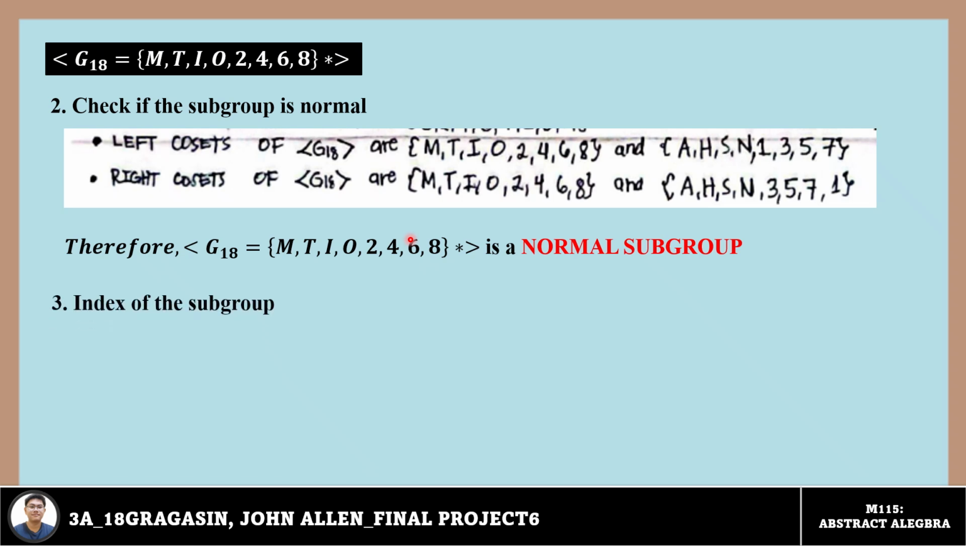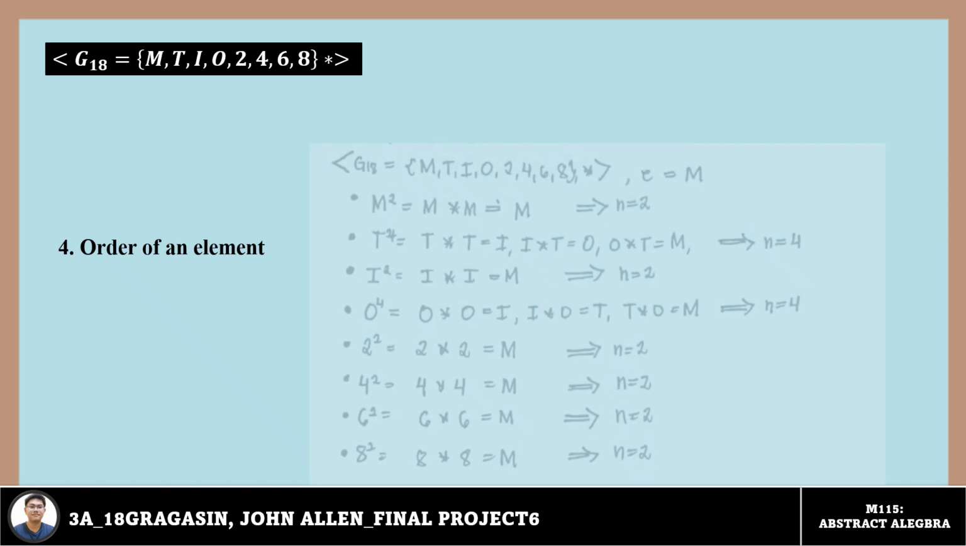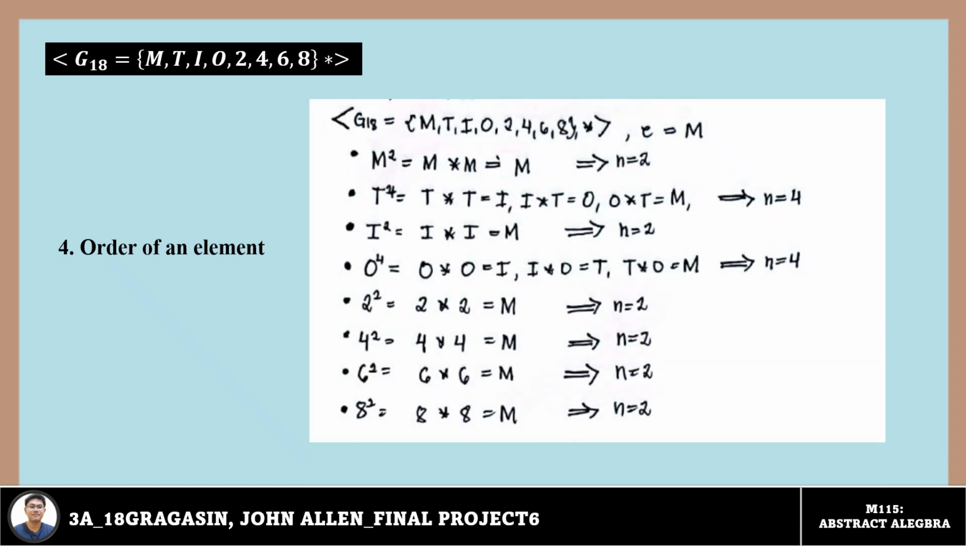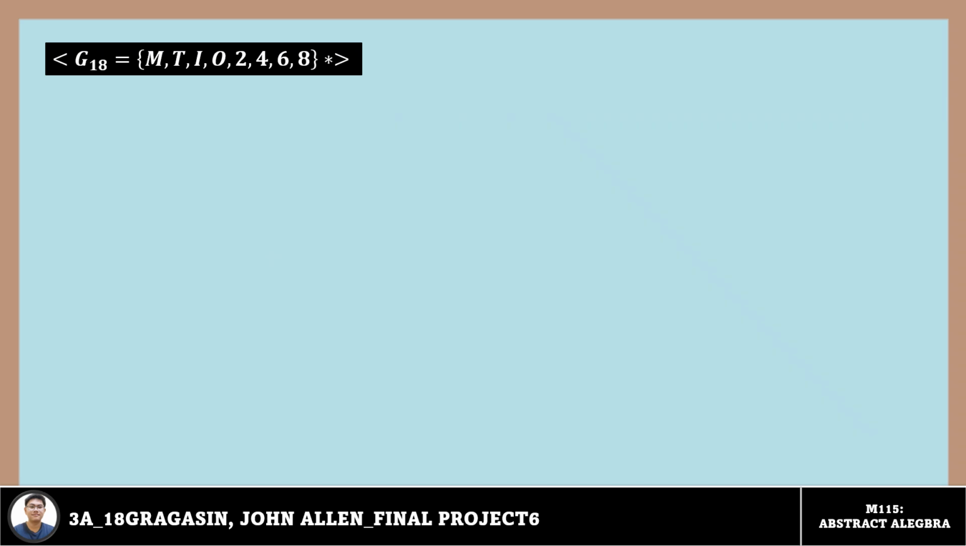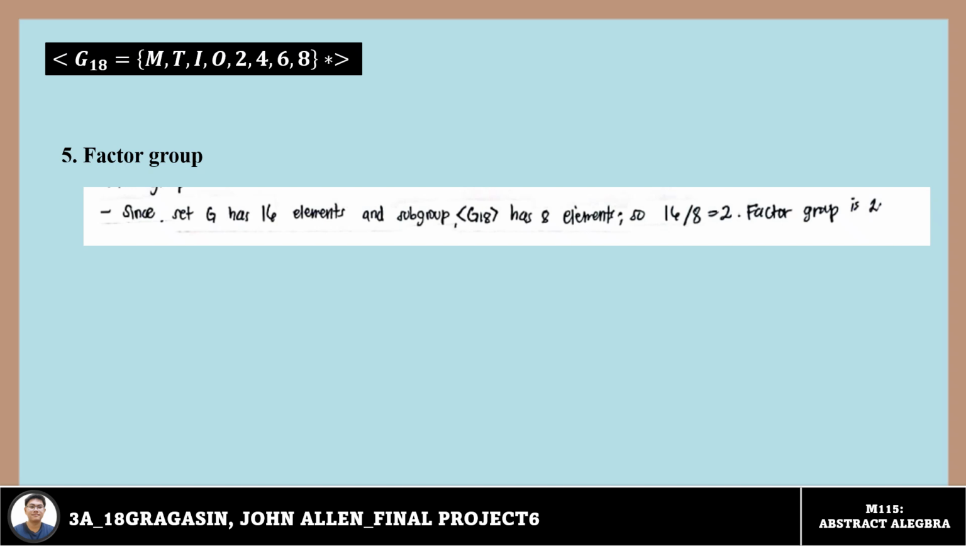And then the index of the subgroup, as you can see here, the number of elements in our right coset is 2. Therefore, the index of the subgroup is 2. And then for the order of an element, we have this. As you can see, M is 2, T is 4, I is 2, O is 4, 2 is 2, 4 is 2, 6 is 2, and 8 is 2. That is the order of an element in our G sub 18. And then for the factor group, since we have 16 elements in our group and 8 elements in our subgroup, therefore 16 divided by 8 is 2. The factor group then is 2.